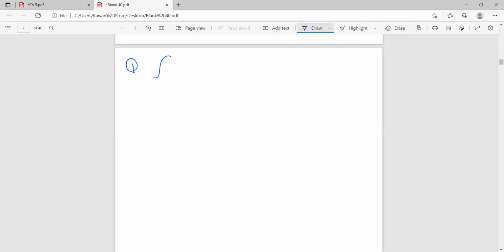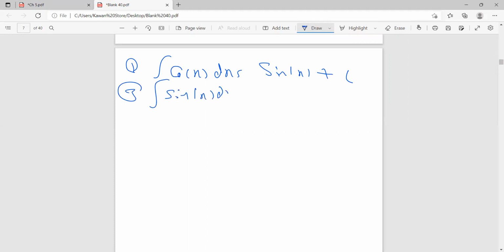Integral of cosine of x dx is equal to sine x plus c. Second, integral of sine of x dx is equal to what? Minus cosine. Did I give you this? Did I give you that one? No, okay, so it's good.